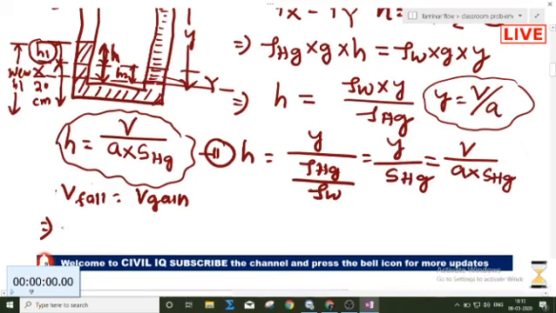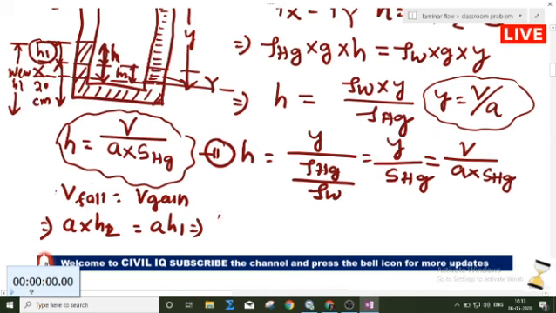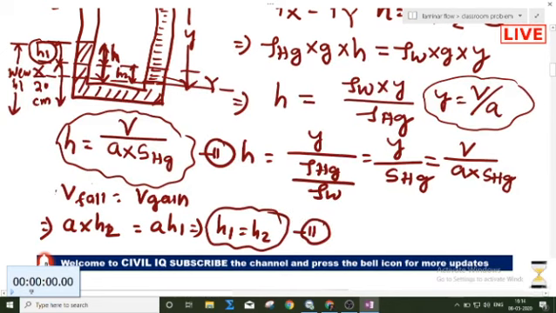What is the volume of the fall? This is A into H2. What is the volume gain? This is A into H1. So A is constant. Both manometer cross sections, in the right limb and left limb, are constant. So I can find out this H1 will be equal to H2. This is equation 3.